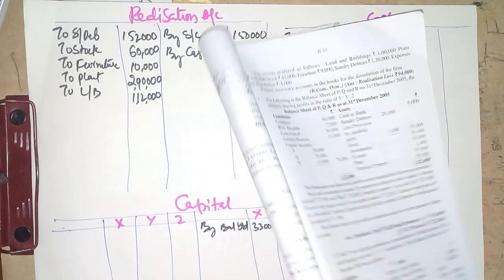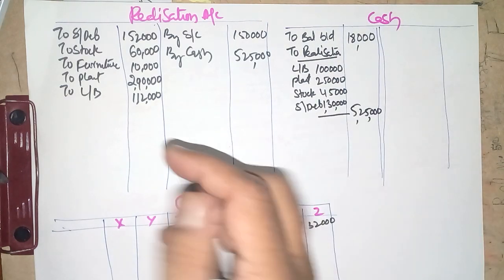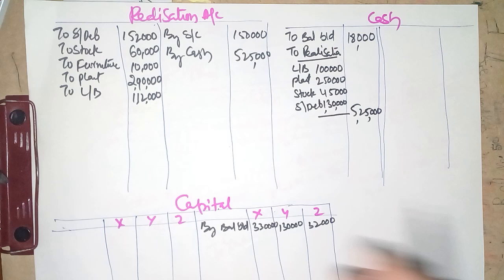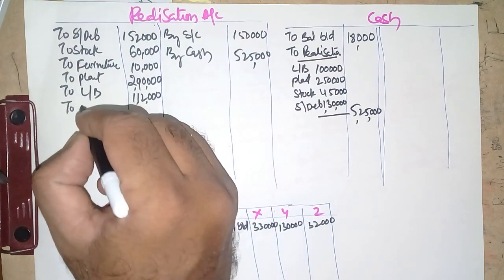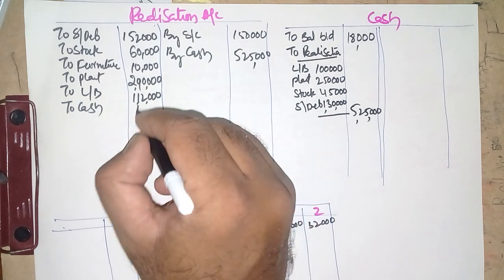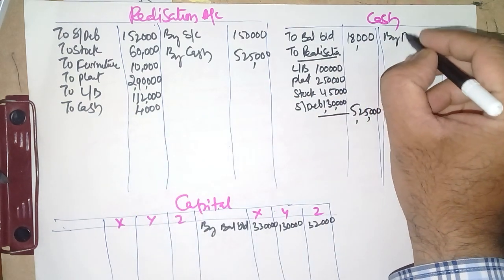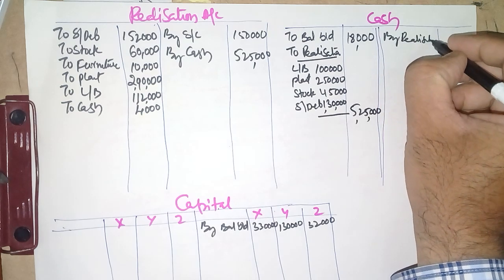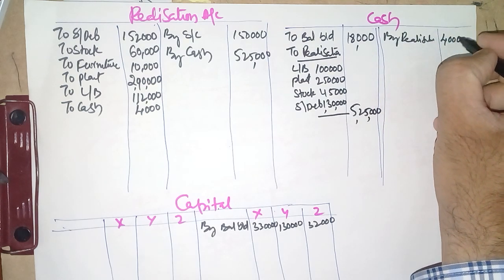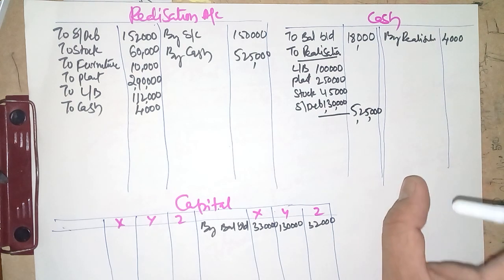Now, next the question says that dissolution expenses. Whenever dissolution expenses are paid by the firm, the entry would be realization account debit to cash. So in realization, we write to cash. How much is the expenditure? 4,000 they paid. We write 4,000, and in cash account, we write by realization 4,000. Right?